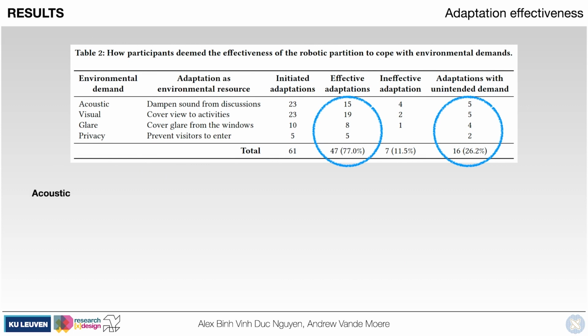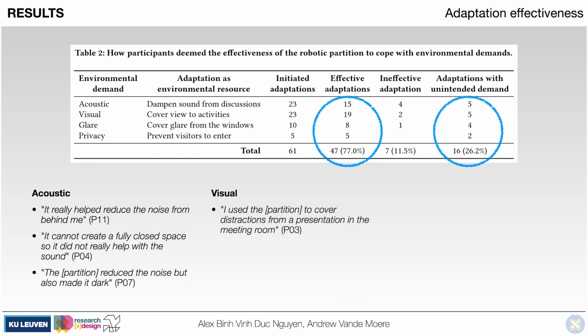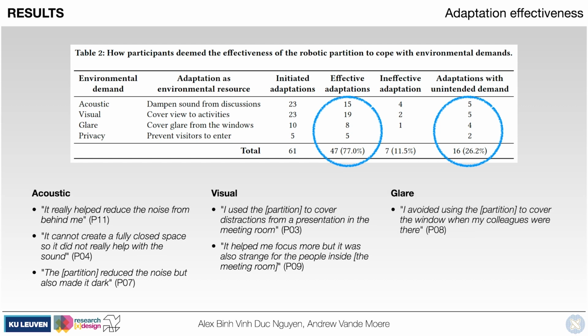For example, adaptations aimed to reduce acoustic demands were successful for some participants, but not for others, because a single partition could not create an enclosed space. It also affected natural lighting in some cases. Adaptations aimed at visual demands helped shield participants from a distracting meeting room, but negatively affected those inside the meeting room itself. Adaptations covering glare also reduced the seating area of some participants, and adaptations stopping the entrance of unwanted visitors were perceived as sending a wrong message to them.